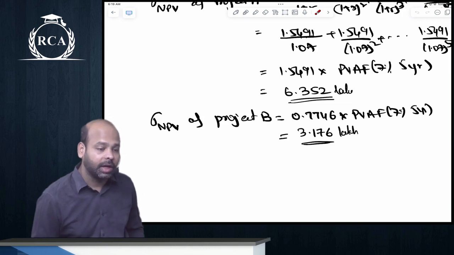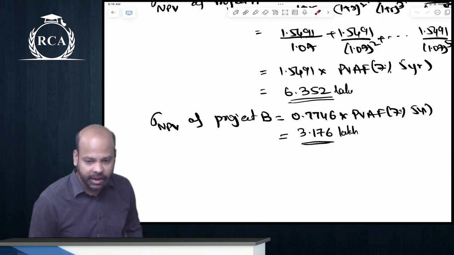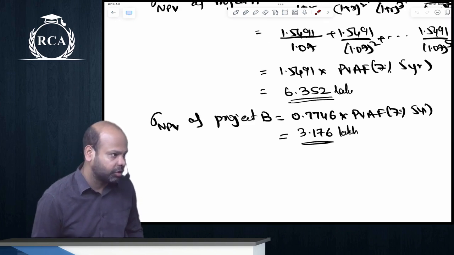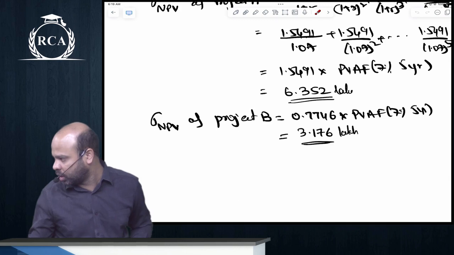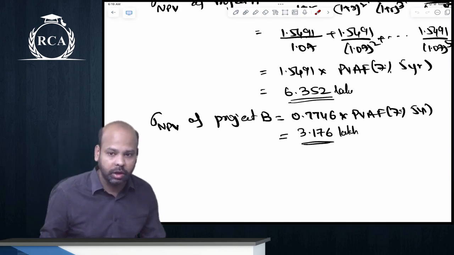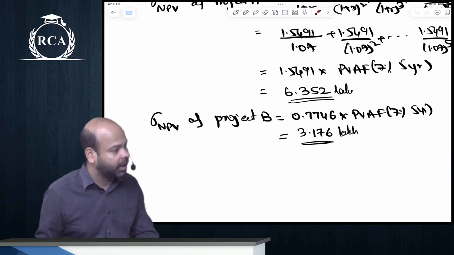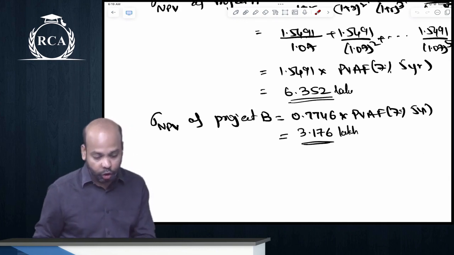If the cash flows are dependent, the last concept that we did yesterday, instead of squaring, you will directly write standard deviation of first year cash flow by (1 plus r), standard deviation of second year cash flow by (1 plus r) whole square, standard deviation of third year cash flow by (1 plus r) whole cube, and so on. By doing this, you are not arriving at variance of NPV, you're directly arriving at standard deviation.